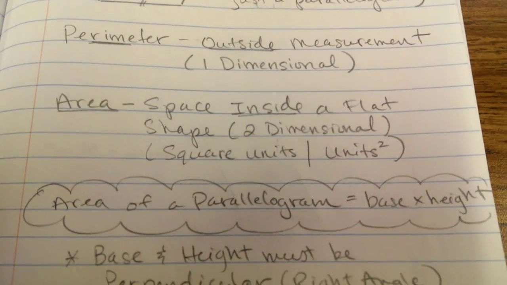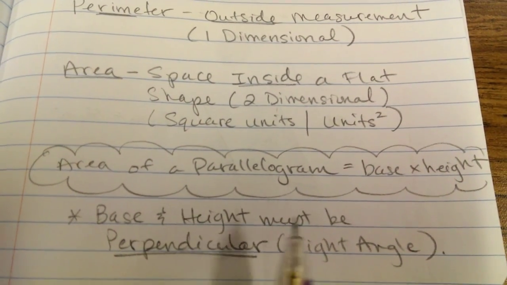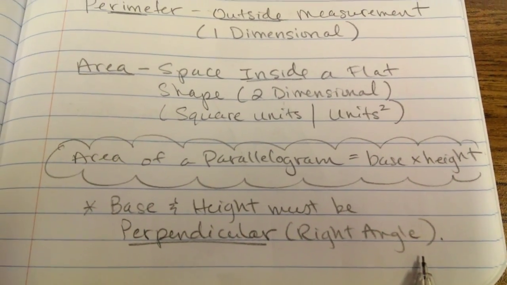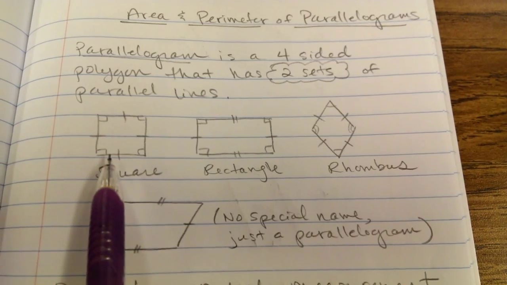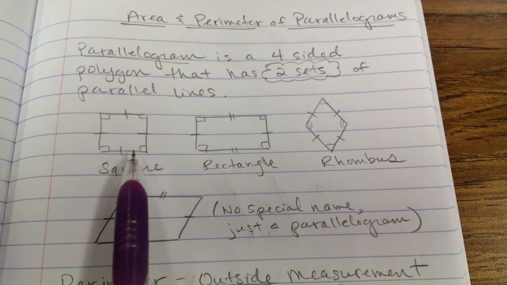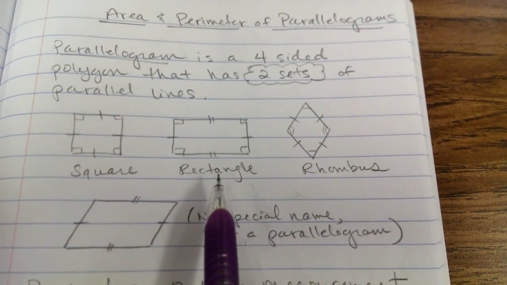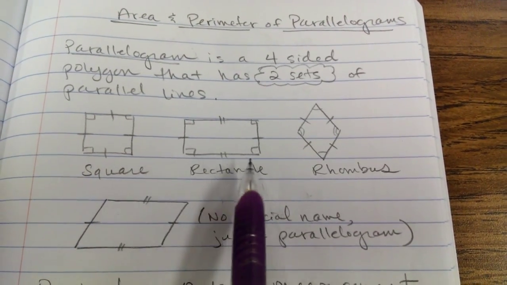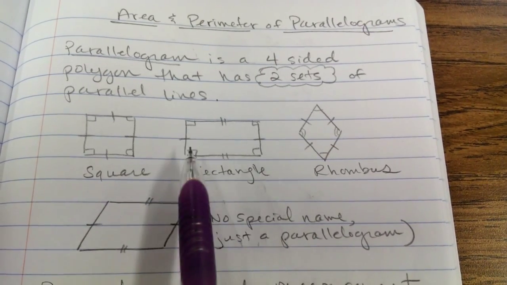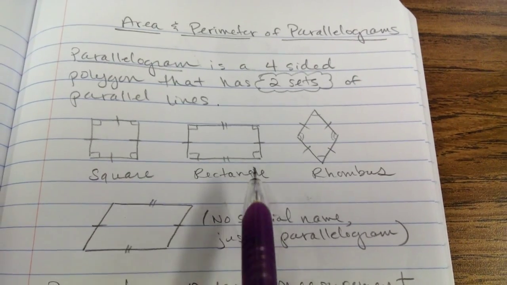Now, the area of a parallelogram is base times height. And your base and your height must be perpendicular, which means it has to be a right angle. Now, when you look at a square, the two sides come and they meet at a 90-degree angle. So the base of a square are the two sides that meet, side times side. In a rectangle, your base is the length and your height is the width, because the length and the width happen to meet at a 90-degree angle. So your base and your height are the same thing as length and width.